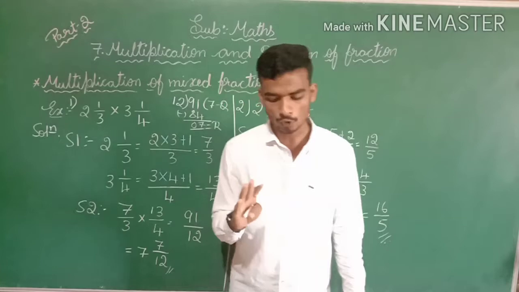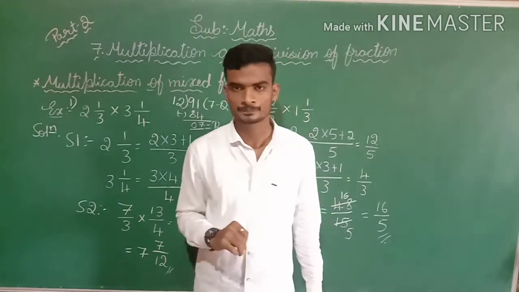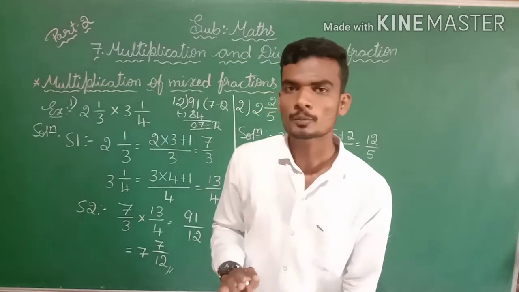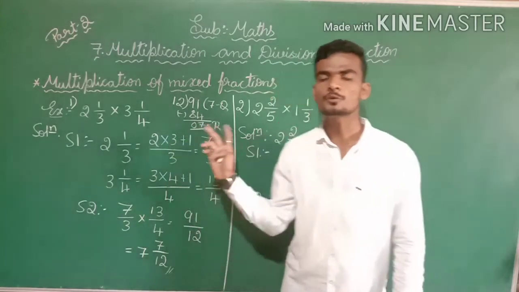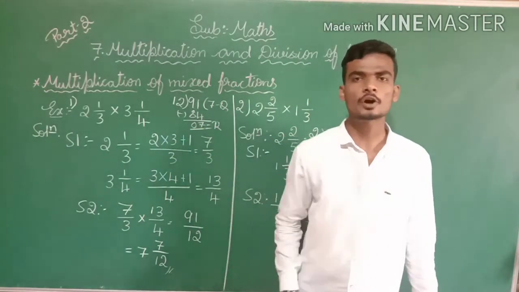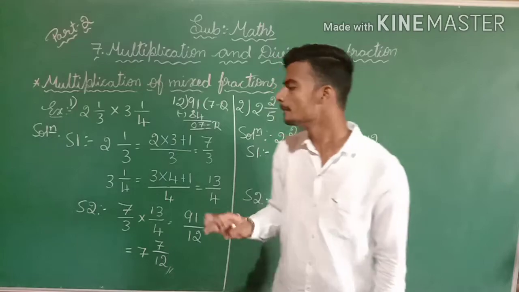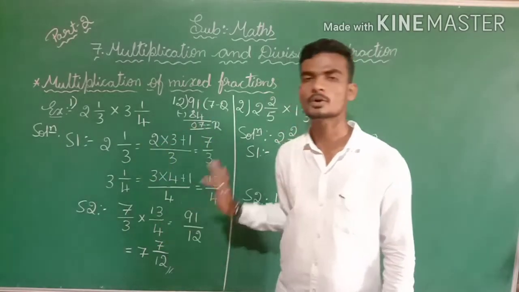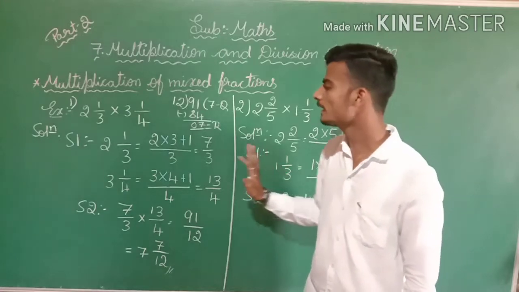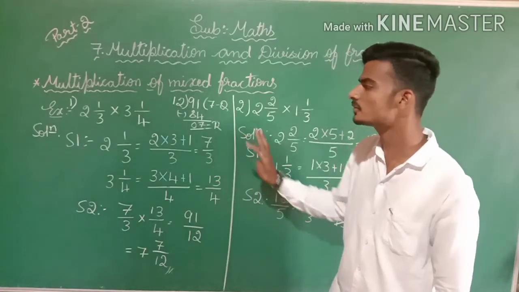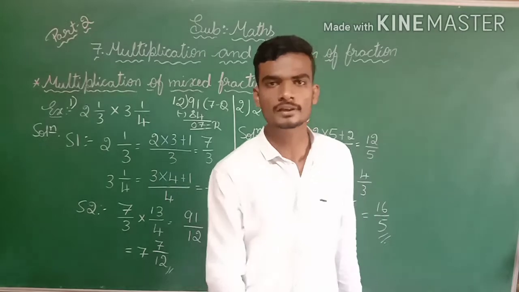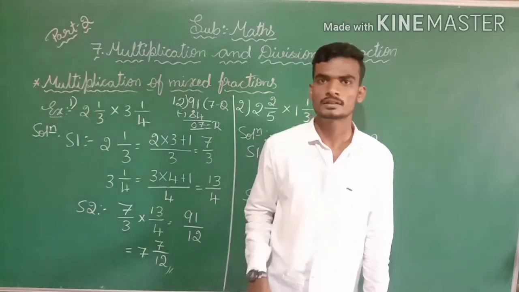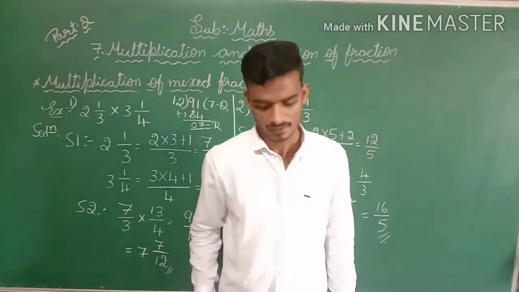In total there are 4 problems in the D main. In those 4 problems I have solved 2 problems. The remaining 2 problems you have to solve by following the same steps and the same process. Then you can understand very easily. Dear students, whatever I am solving on the board, try to copy in your rough notebook. Then you can understand very easily.